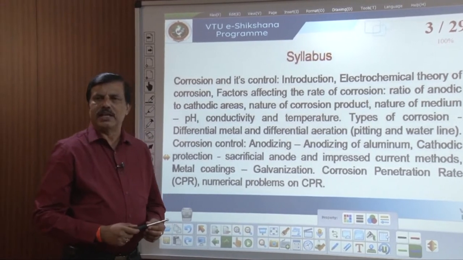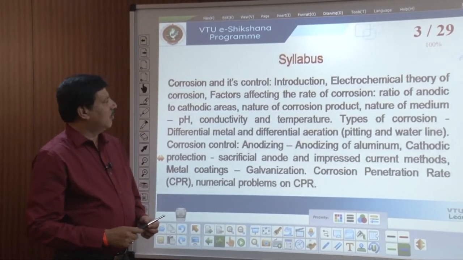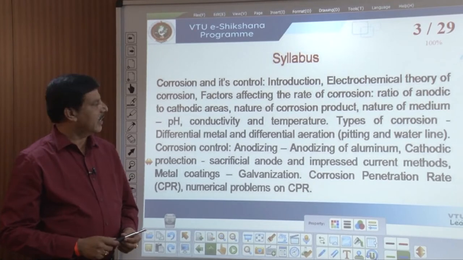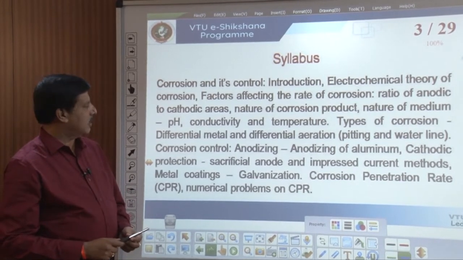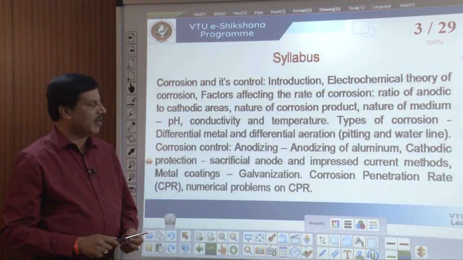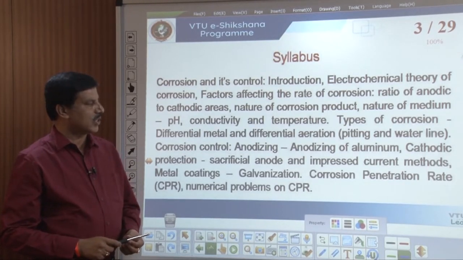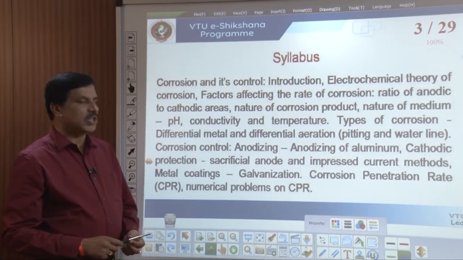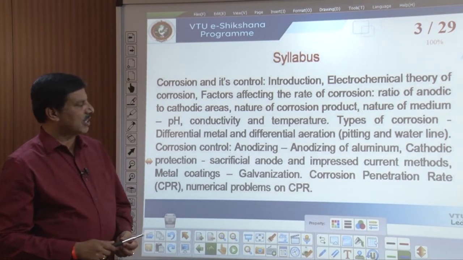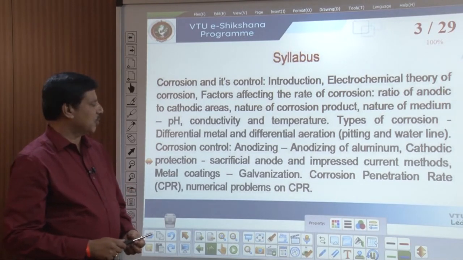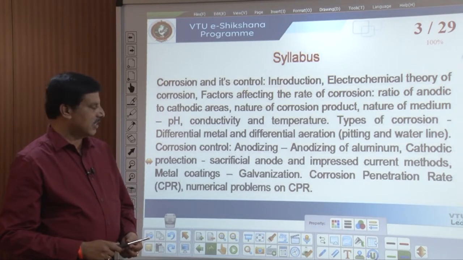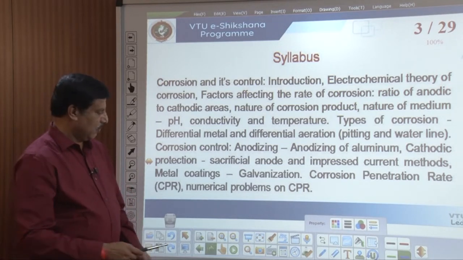Metallic corrosion definition, electrochemical theory of corrosion, factors affecting the rate of corrosion: temperature, pH, current density, anodic to cathodic areas. Types of corrosion: differential metallic corrosion, differential aeration corrosion, that includes pitting and waterline corrosion, by taking examples. Then corrosion control, which I am going to do today: anodizing of aluminium, cathodic protection, sacrificial method and impressed voltage methods. Metal coatings, galvanization, tinning, corrosion penetration rate, and numerical problems, which I am going to do in the afternoon.